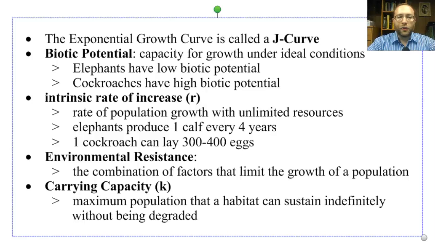The next term is environmental resistance, which is the opposing force, and that's the combination of factors that limit the growth of a population. That could be something like territoriality, competition, or predation. And then carrying capacity, which is also seen as the letter K, is the maximum population that a habitat can sustain indefinitely without being degraded.